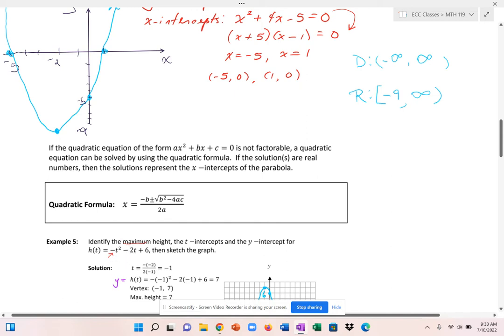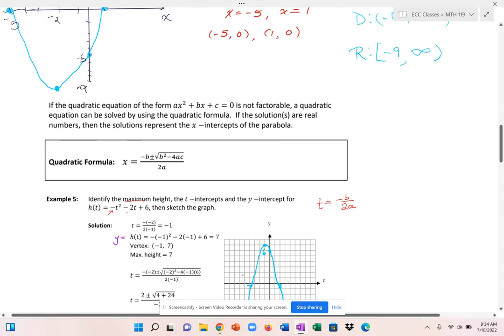So I'm going to this time use the formula. Remember the formula, instead of x I'm calling it t, is that t is negative b over 2a. So my b is negative 2, so that's negative negative 2 over 2 times negative 1. A here is negative 1. That works out to give me a t value of negative 1.